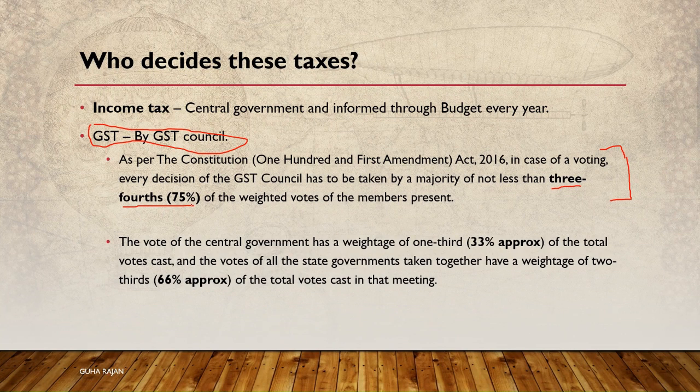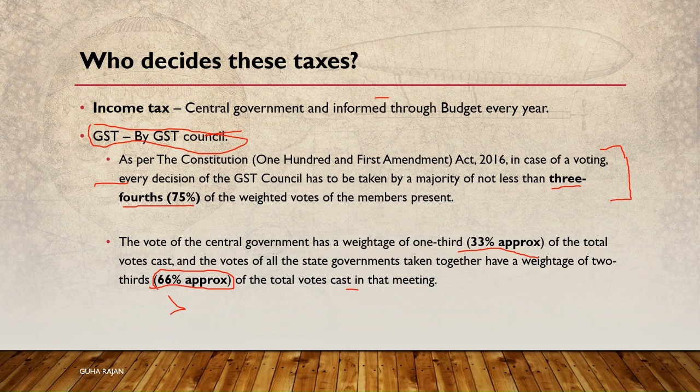So if you look at it, the central government has a weightage based on the weight of the votes. The central government carries 33% weightage. This is not something I am saying; this is taken from the GST Council website itself. So the government of India's weightage on this voting is 33%, whereas all the state governments combined form 66%. So at a high level, the state governments have a higher say because they have about 66% weightage.